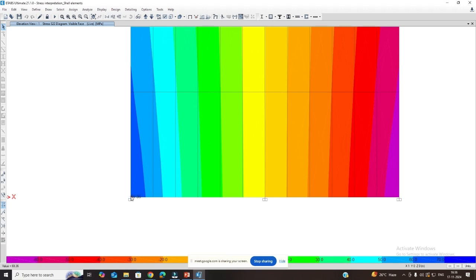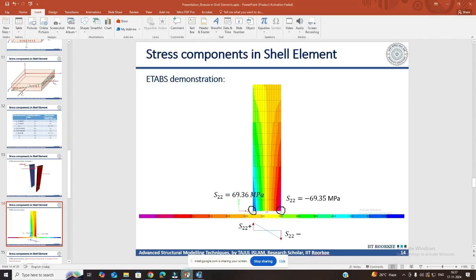Here you see it is 69.36, and if you check here it is negative 69.35. So these two values I have taken. Here you see S22 is 69.36 and negative S22 is 69.35, and the variation is linear according to this.